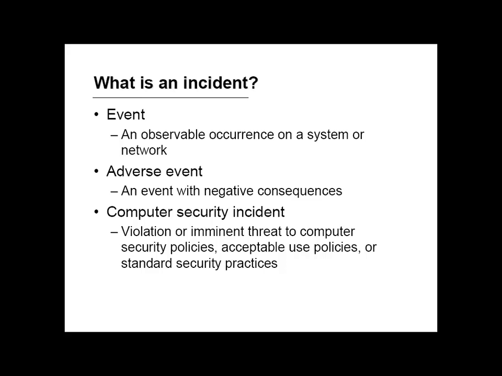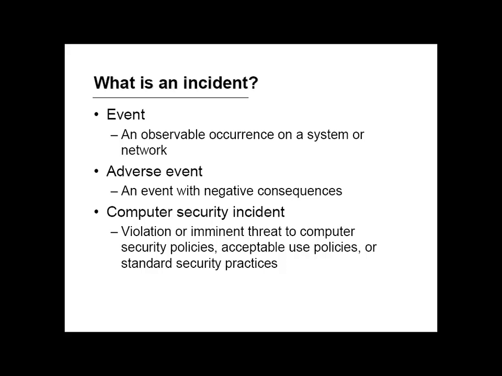First of all, let me describe 3 different terms that you'll need to be familiar with in order to understand some of the terminology that we talk about in this course and in the books that you're going to be reading. The first is an event. An event is defined as an observable occurrence on a system or network. So there's no connotation, positive or negative, with regard to an event.